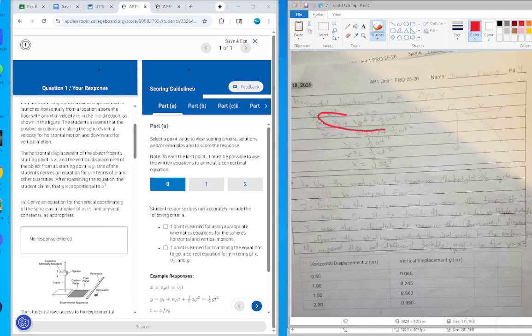And as you can see here, I've only derived an equation for the horizontal coordinate x, and I derived it incorrectly, which is why this answer is wrong. So I got 0 points because I didn't derive both an x and y coordinate, because you need to derive for horizontal and vertical motions. And the second point I didn't get was because I didn't combine the two equations in terms of y to get the final equation as the answer. So I got 0 points for this.